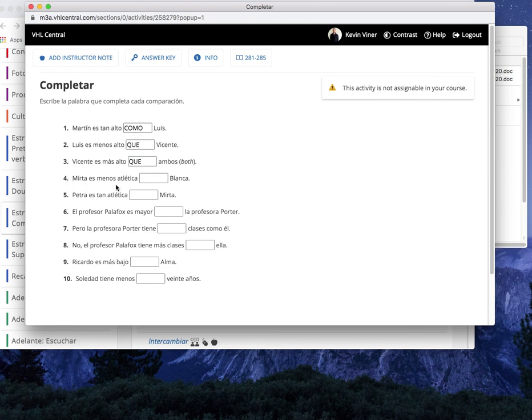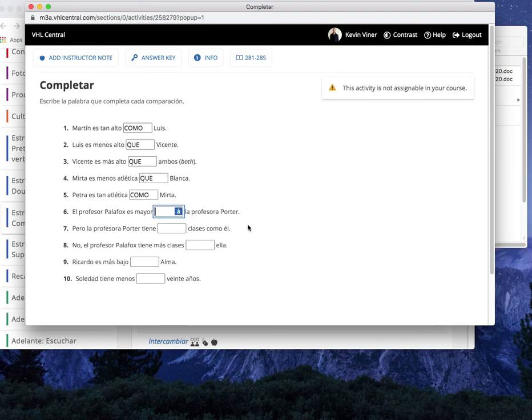4. Mirta es menos atlética blank Blanca. Pause. And we're back again with que, because we have the menos. Muy bien. 5. Petra es tan atlética blank Mirta. Pause. And we're back. Como. Just like we had in number 1. Tan como. Tan como.